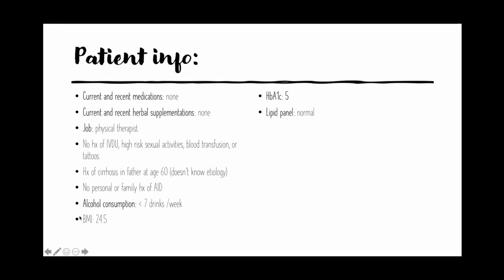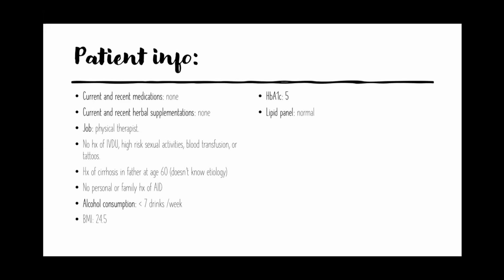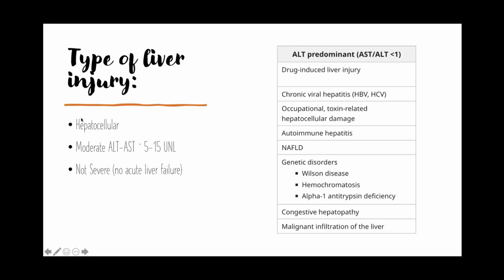And I'd probably send the workup, the hepatitis panel, all the stuff that we sent before. Okay. So for this patient, the only thing is a family history of cirrhosis in his father at age 60, but he doesn't know the etiology. Otherwise, alcohol consumption less than 7, his BMI is 24.5, no medications, no high risk IV drug use or sexual activity. And his labs, so this is hepatocellular, moderate, and not severe.